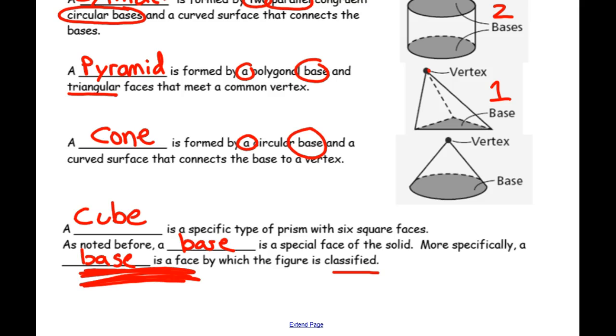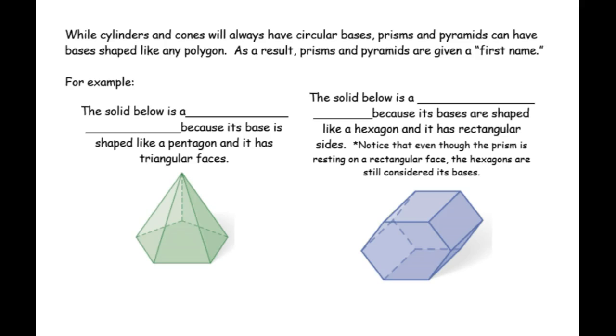You can go ahead and flip it over, please. So when we're naming these things, cylinders and cones, the C's are always going to be the same. There's no other name for it. Cylinder is a cylinder, cone is a cone. But the P's, prisms and pyramids, those always need to have a first name. So you can't just say prism without telling me what kind of prism, right? So, again, prisms and pyramids have a first name.